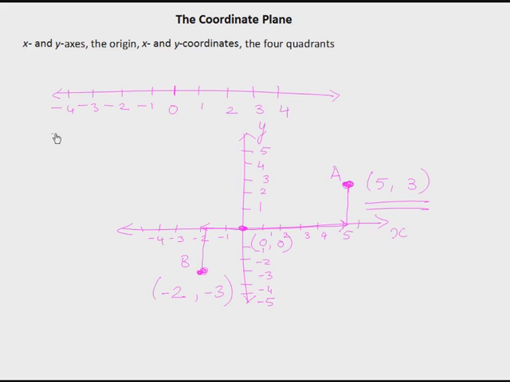So in general, the coordinates of a point are given by x, y, where x is called the x coordinate and y is called the y coordinate. x is the distance you move horizontally to locate the point and y is the distance you move vertically to locate the point. So let's look at our coordinate plane again. x, y. So the axes themselves are important.